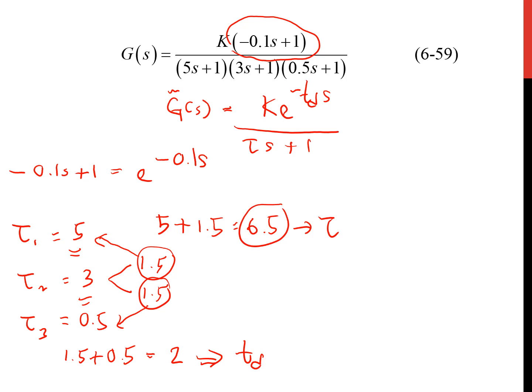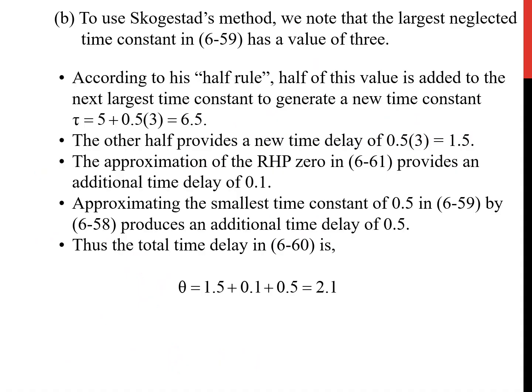So here you have another time delay, which is 0.1. So this is another time delay, so you need to add the post time delay. That means this becomes k exponent negative (2 plus 0.1) s, so negative 2.1 s, over 6.5 s plus 1. So this is your first order plus time delay based on the Skogestad half rule. So this is the explanation to use the Skogestad method.